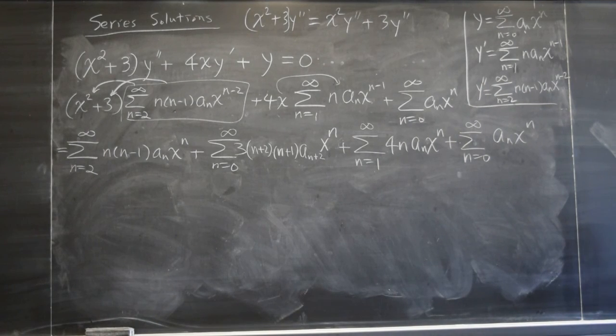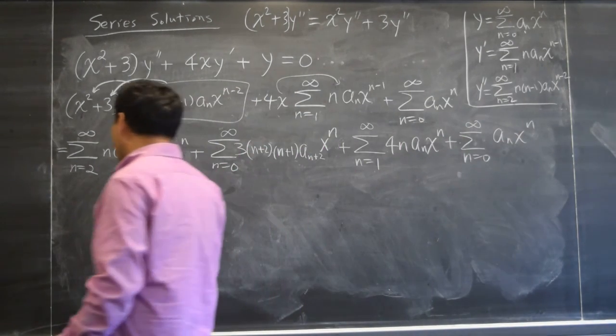Okay, we've shifted, and now everything is in terms of x to the n, so we're happy. Now we can keep track of what the factories produce, and once all the factories start producing things, we can write them as a single sigma, which will yield a recurrence relation. Okay? So let's try that.